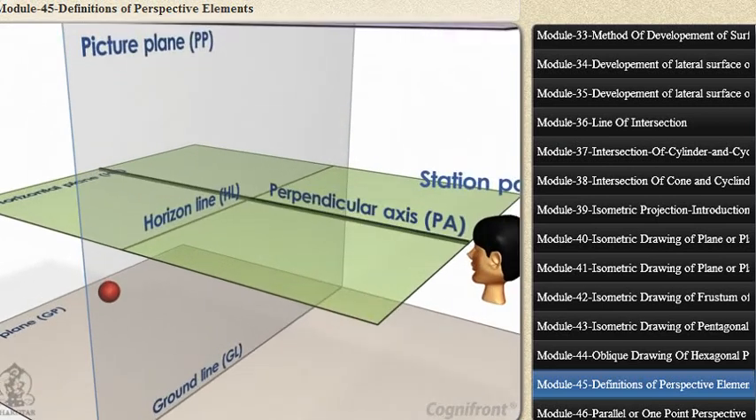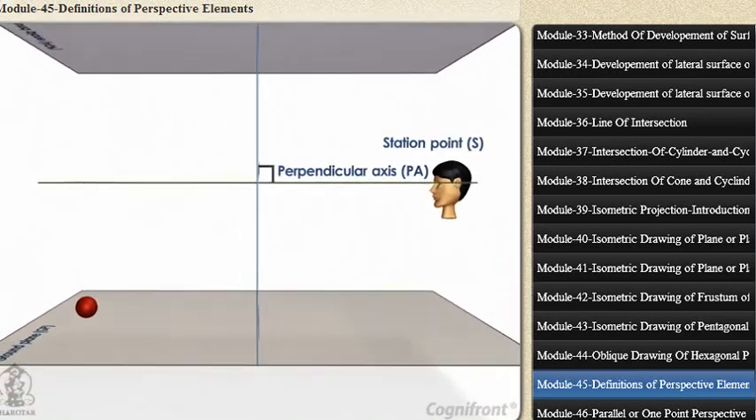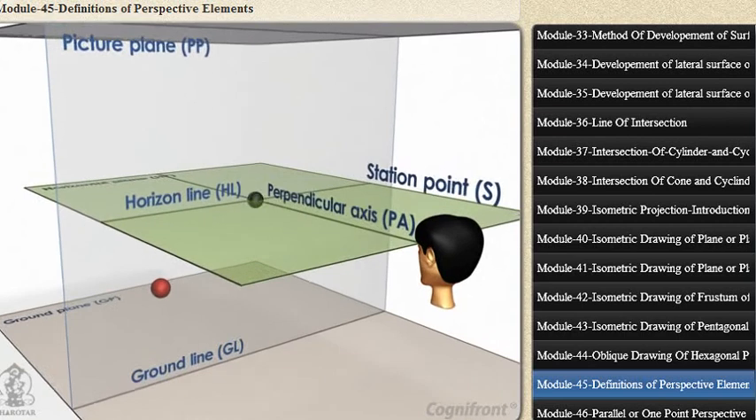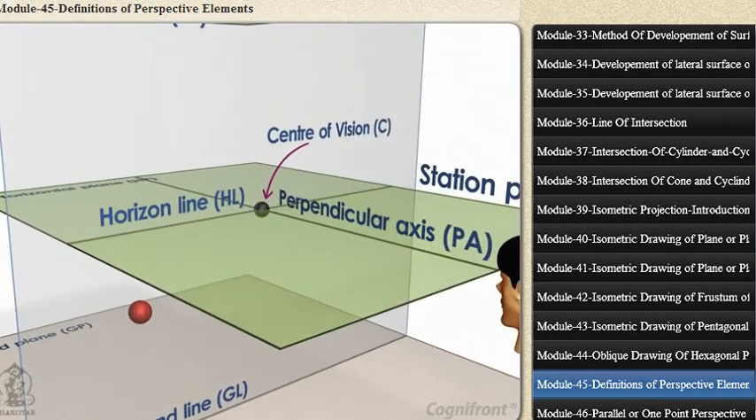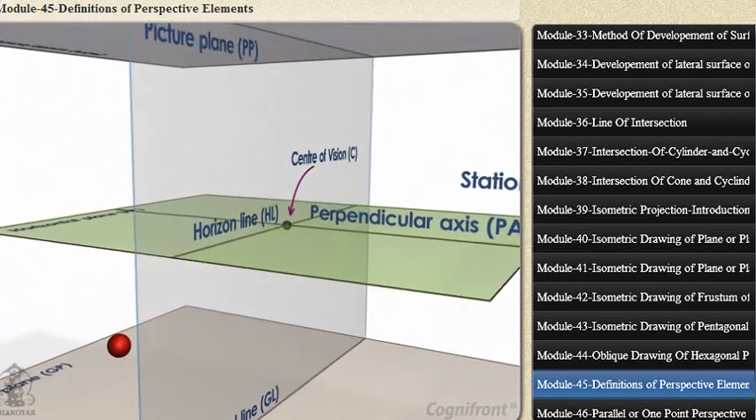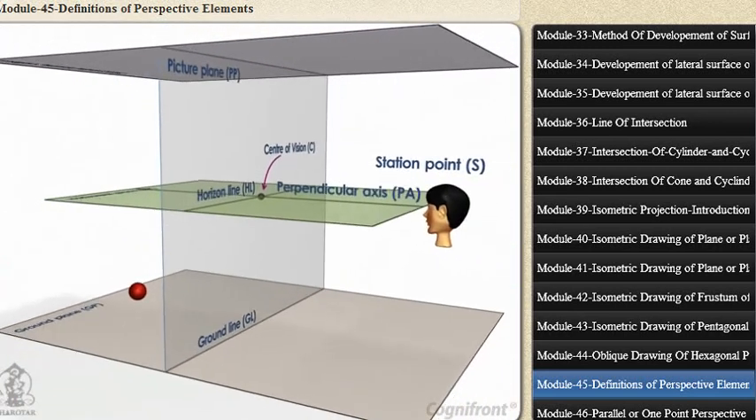Perpendicular axis PA. It is the line drawn through the station point perpendicular to the picture plane. It is sometimes called the line of sight or axis of vision. Center of vision C. The point in which the perpendicular axis pierces the picture plane is called the center of vision. It lies on the horizon line.